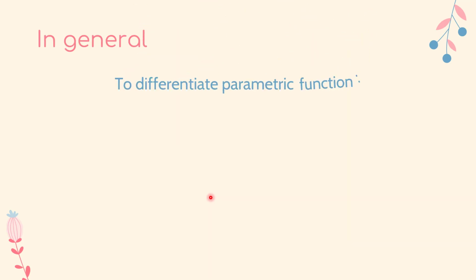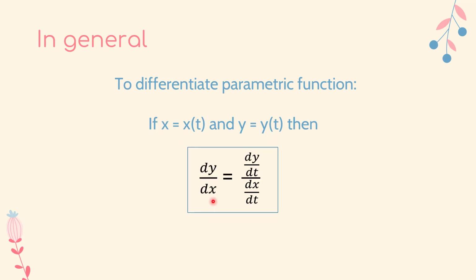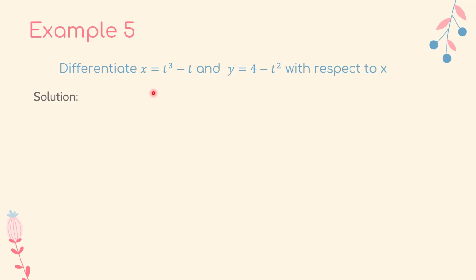So in general, to differentiate a parametric function, if x is a function of t and y is also a function of t, then you can get dy dx by differentiating y with respect to t, differentiating x with respect to t, and dividing the results. Example 5. Differentiate x equals t cubed minus t and y equals 4 minus t squared with respect to x. So this needs dy dx.